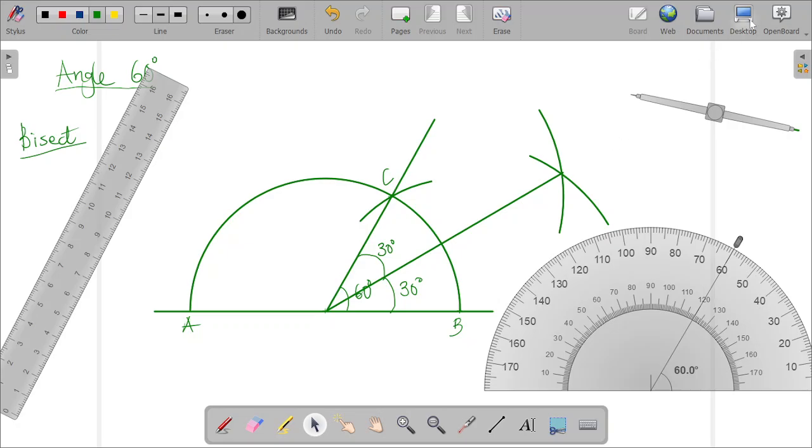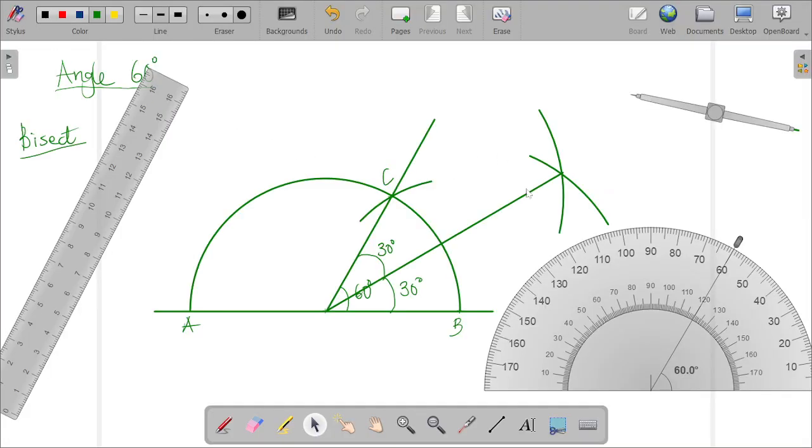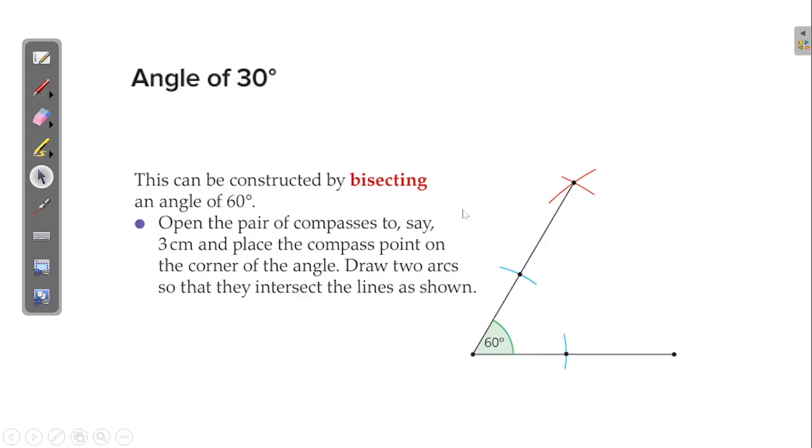So that's how you construct angle 30 degree. You have to construct angle 60 and you bisect it the way I did to get 30. Okay, now when you are doing constructions, please use a pencil, a compass and a ruler. Okay, and make sure your construction arcs are visible. That's what gives you the mark. Now let's move on to the next angle.